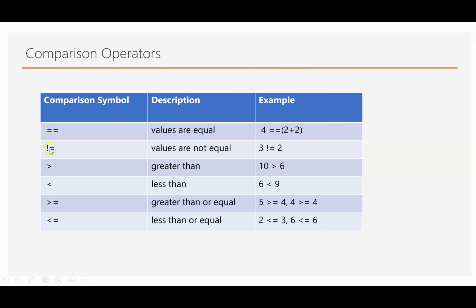In the same case, you have this symbol which is not equal. It compares the value on the left. If it's not equal to the value on the right, then you return true. You have the greater than, you have the less than, the greater than or equal, and you have the less than or equal. Let's get into the Visual Studio and see examples of this.